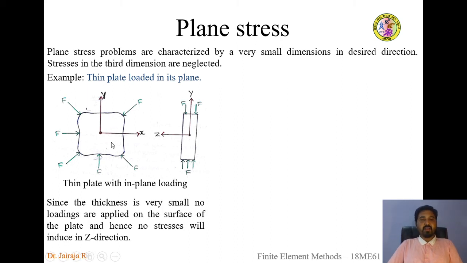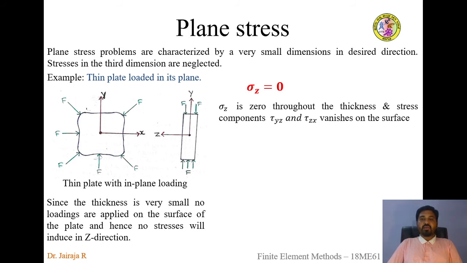Since the thickness is very small and no loadings are applied on the surface of the plate, no stresses will be induced in z direction. That means sigma z is equal to 0. Since sigma z is 0 throughout the thickness, shear stress components like tau yz and tau zx vanish on the surfaces. That means sigma z is equal to 0, tau yz is equal to 0, tau zx is equal to 0. And epsilon z may not be 0. Epsilon z can be represented as minus mu divided by E into sigma x plus sigma y.